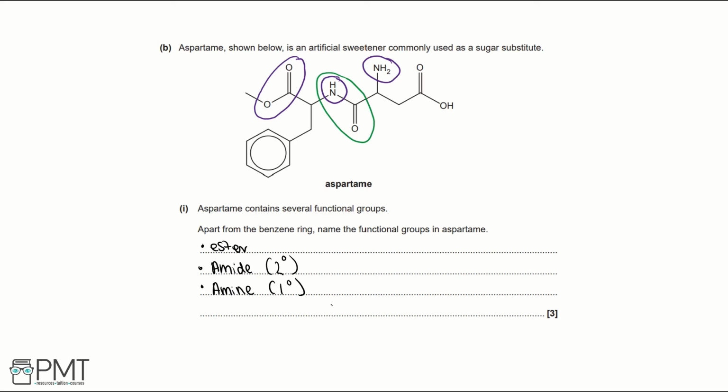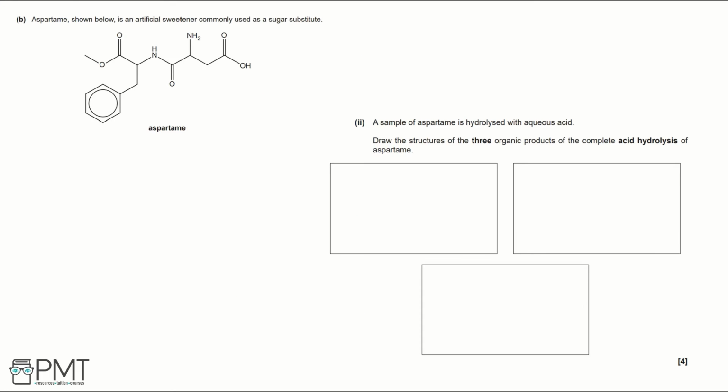Then if we look at the last functional group here, we have a carboxylic acid. So the way marks are awarded for this question, it's not 1 mark per functional group correct. Instead, 4 groups correct will get you 3 marks. If you've got 3 groups correct, you get 2 marks. And if you've got 2 groups correct, you get 1 mark. Part 2. A sample of aspartame is hydrolyzed with aqueous acid.